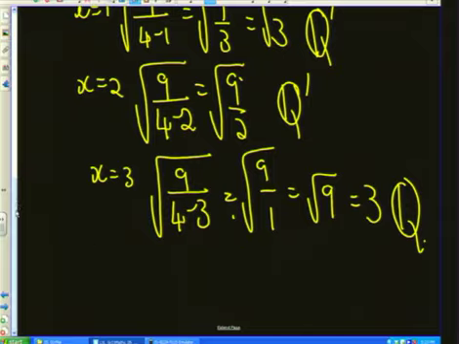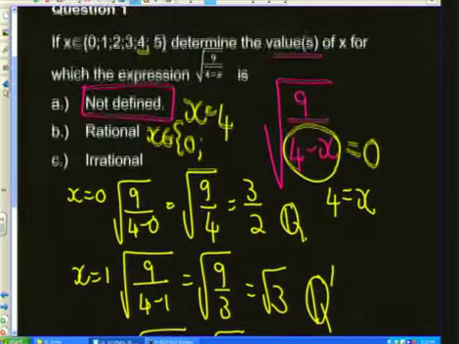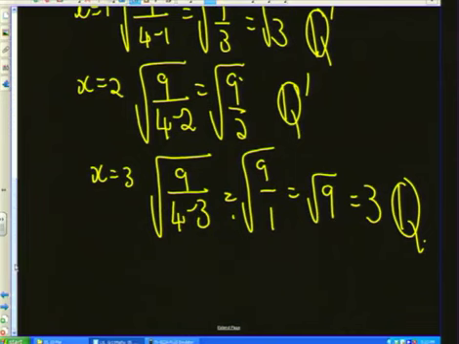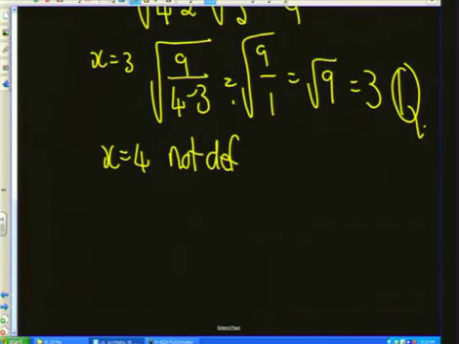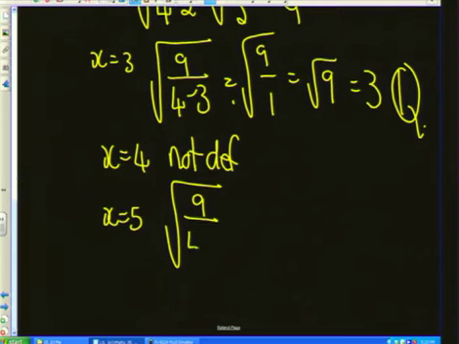Right, now I think we only had to go as far as 5. Yes. 4 we've already done. We know that 4 is not defined, so I'm just going to put it here. And so the only one left to check is x equals 5. So of course you can do this very quickly in your exam or test. I'm showing you all the steps so you can see how it's done.